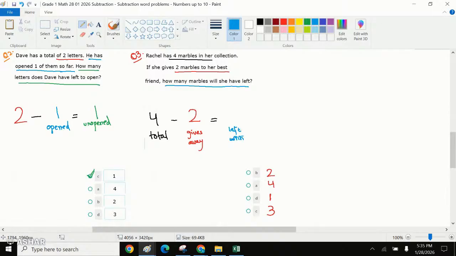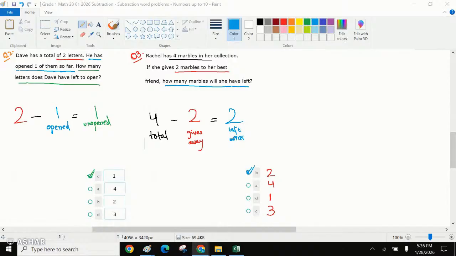So how many marbles would she be left with? That means if she had a total of 4, she gives away 2, then she would be left with, yes, thank you, 4 minus 2 would be 2. And 2 is which option? Option number B. So we simply click on option number B. Okay.